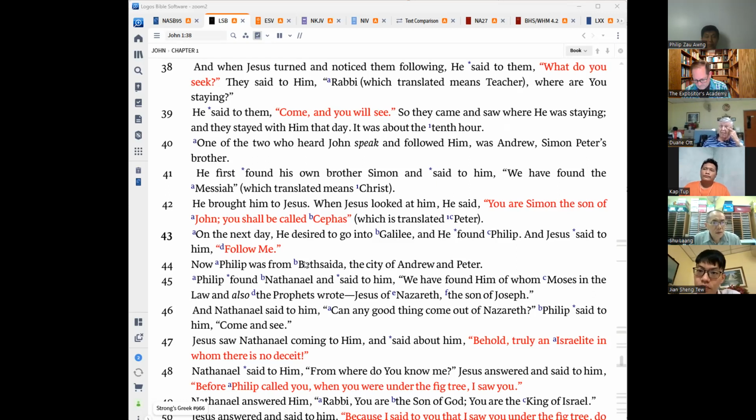On the next day, he decided to go into Galilee, and he found Philip, and Jesus said to him, "Follow me." Now Philip was from Bethsaida, the city of Andrew and Peter. Philip found Nathanael and said to him, "We have found him of whom Moses and the law and also the prophets wrote, Jesus of Nazareth, the son of Joseph."